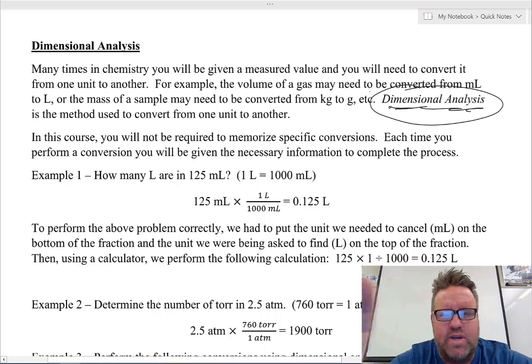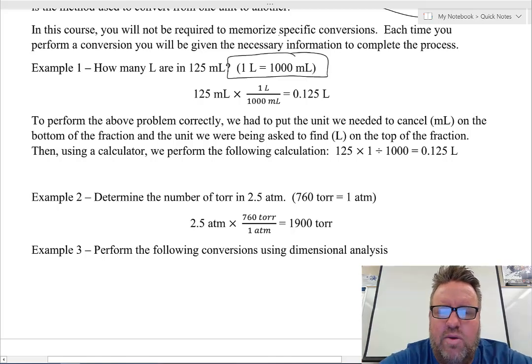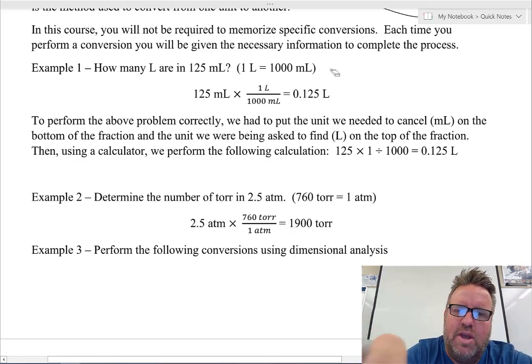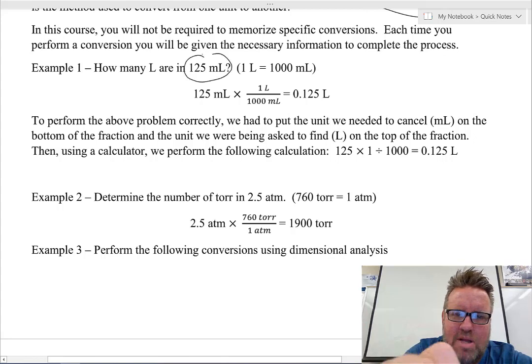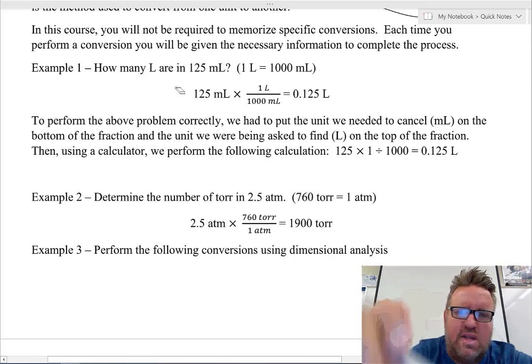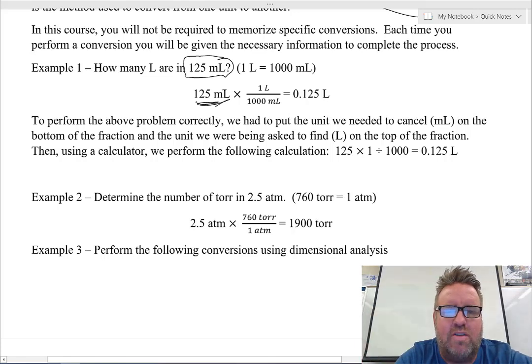And again, I always want to teach you the easiest way to do things. So example number 1 says, how many liters are there in 125 milliliters? And then I give you the conversion, 1 liter equals 1,000 milliliters. I'm never going to ask you to memorize these. I will always give that information to you. But you have to be able to take these milliliters and convert them to liters. So you can see the way I have that set up, I always start with the information given in the problem, in this case the 125 milliliters.